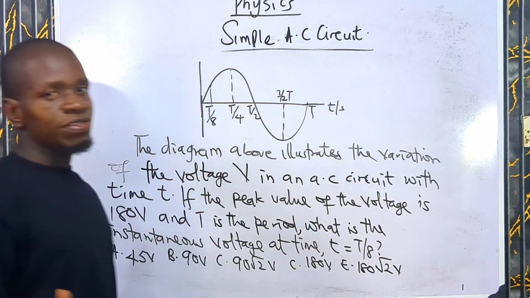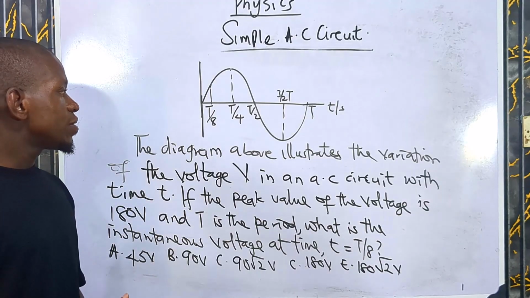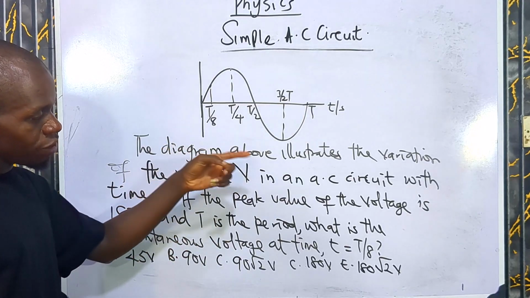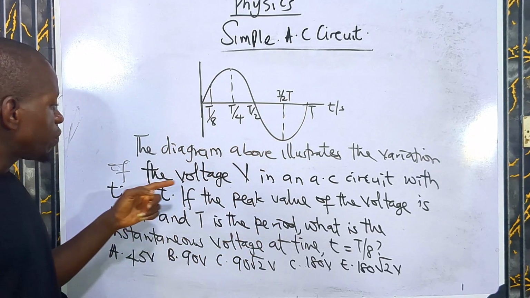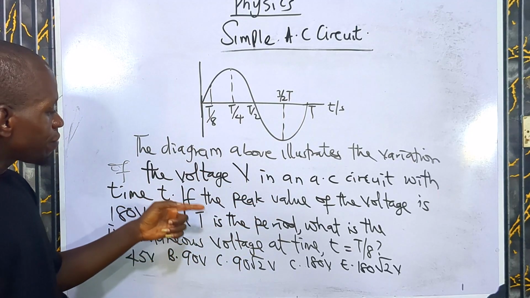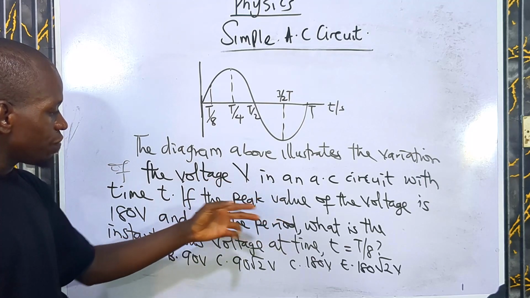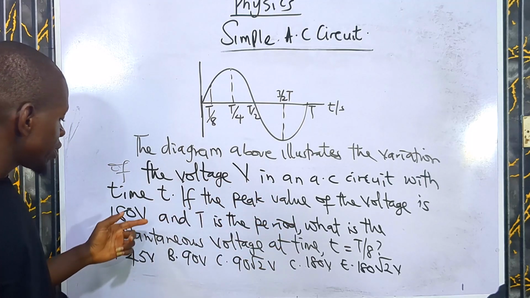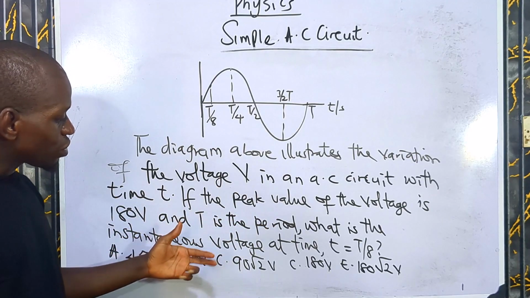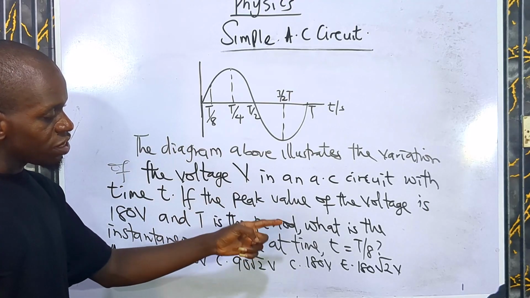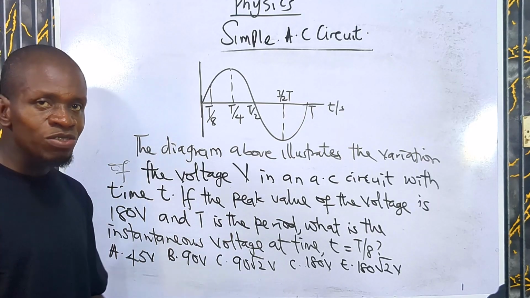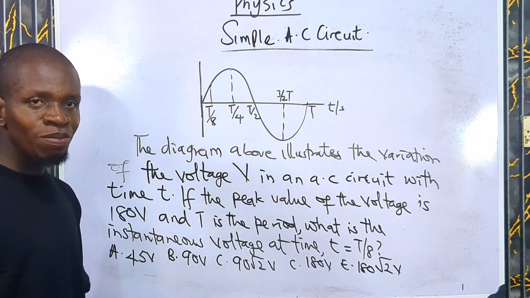So that's it. Now, since you've understood the last one that I did, I would like you to solve this question. Looking at the diagram that I have here, the diagram above illustrates the variation of the voltage V in an AC circuit with time t. If the peak value of the voltage is 180 volts and T is the period, what is the instantaneous voltage at time t equals T over 8? Now you have these as the options. I would like you to try this one, solve this question, and drop your answer in the comment section.